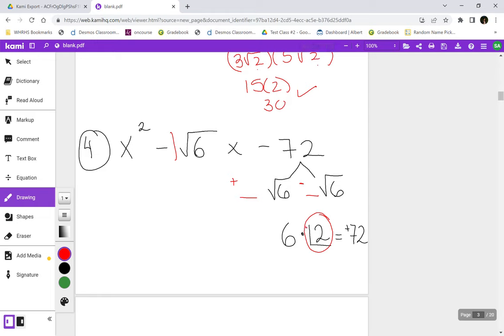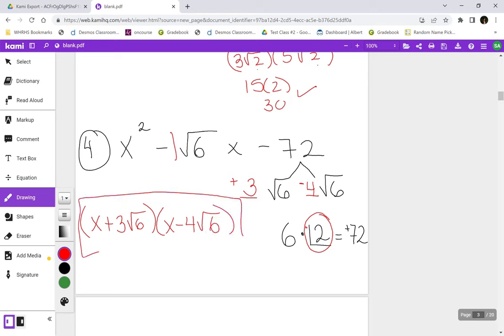David? Negative 4 and positive. You got it. Positive 3 and a negative 4. So this gives us x plus 3 root 6, x minus 4 root 6. How many people got that correct? Good. All right, so that was the end of yesterday's lesson. Let's move on to today's lesson.